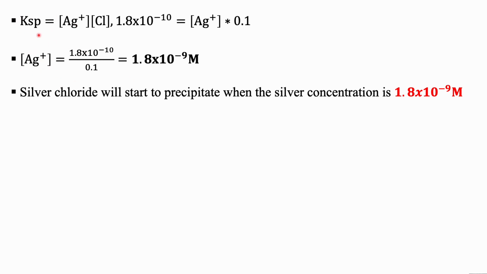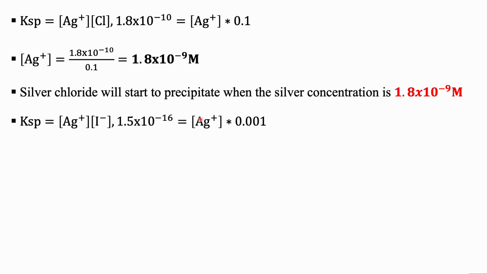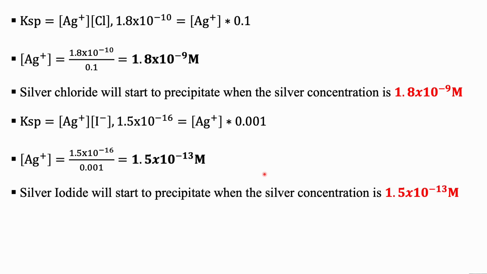So we just replace the value of the Ksp and the value of the chloride concentration, and then we determine the concentration of silver. So we proceed again for silver iodide. It's also the same. We write the Ksp expression. Then we have the Ksp, which was given in the question. Then we also have the concentration of iodide. Then we determine the concentration of silver. So we found that silver iodide will start to precipitate when the silver concentration is 1.5 times 10 to the power negative 13 molar.